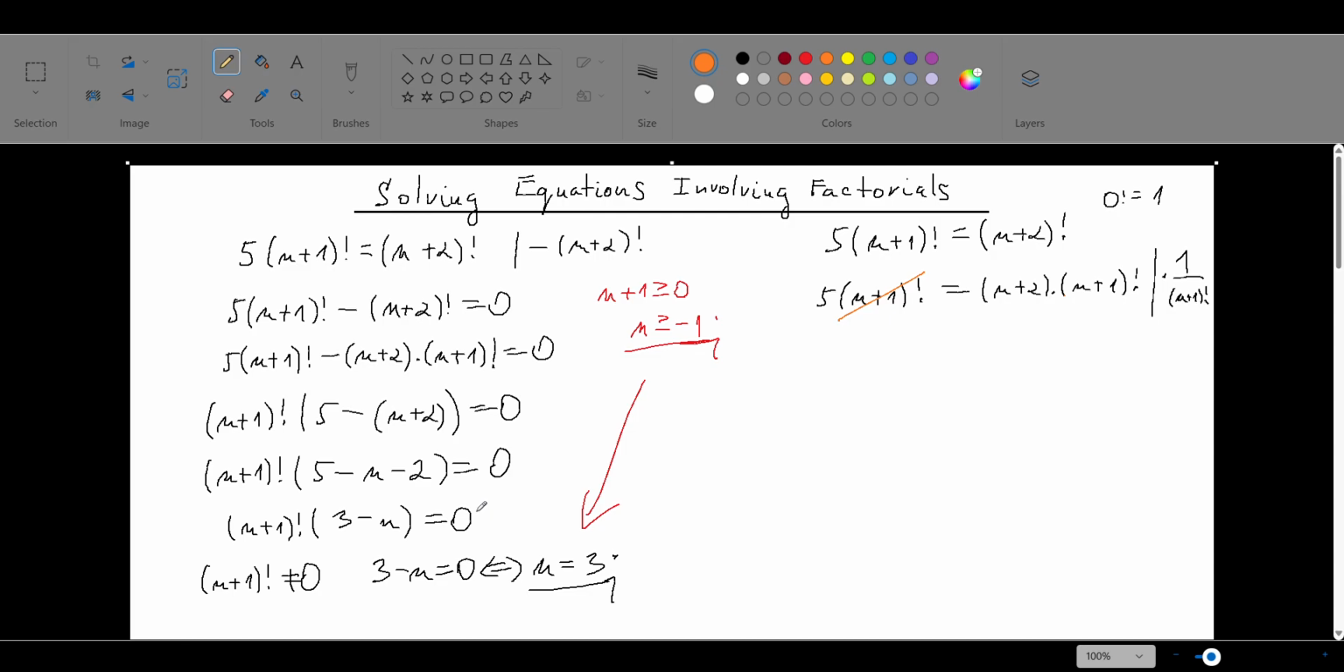cancel these factors. And now your equation will be 5 is equal to n plus 2. So if you take away the number 2 from both sides of the equation and you switch the sides of the equation, the solution is again n equals 3, which is okay with our condition. So n being equal to 3 is the solution of our very first equation.